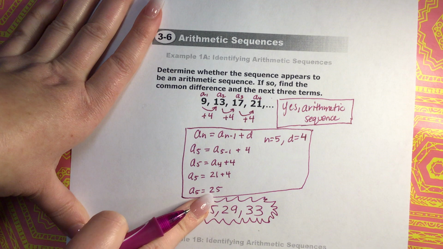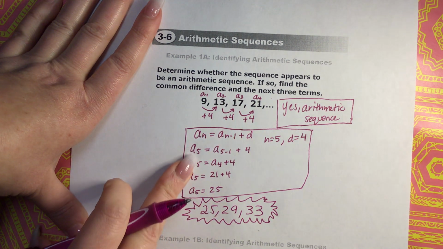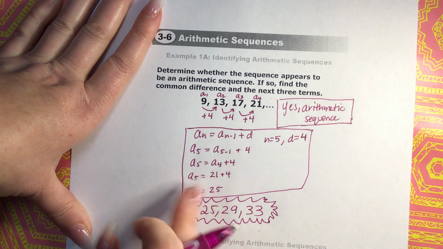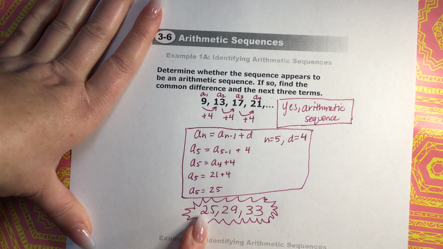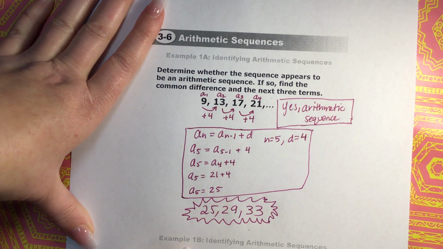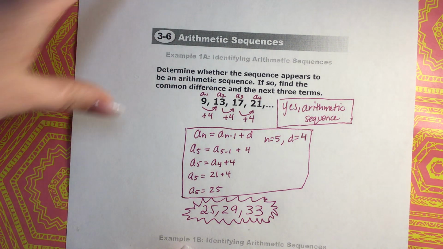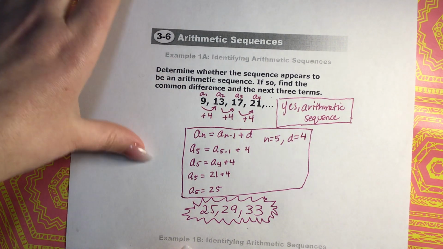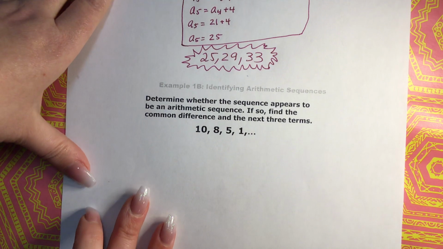So this is how we'd find the 5th term, and then we'd have to do this whole process again to find the 6th term and then the 7th term, because this is the 5th, this is the 6th, this is the 7th term. Okay? But I just wanted to show how that formula plays in since we were just talking about it. Okay, let's look at the next one, 1b.